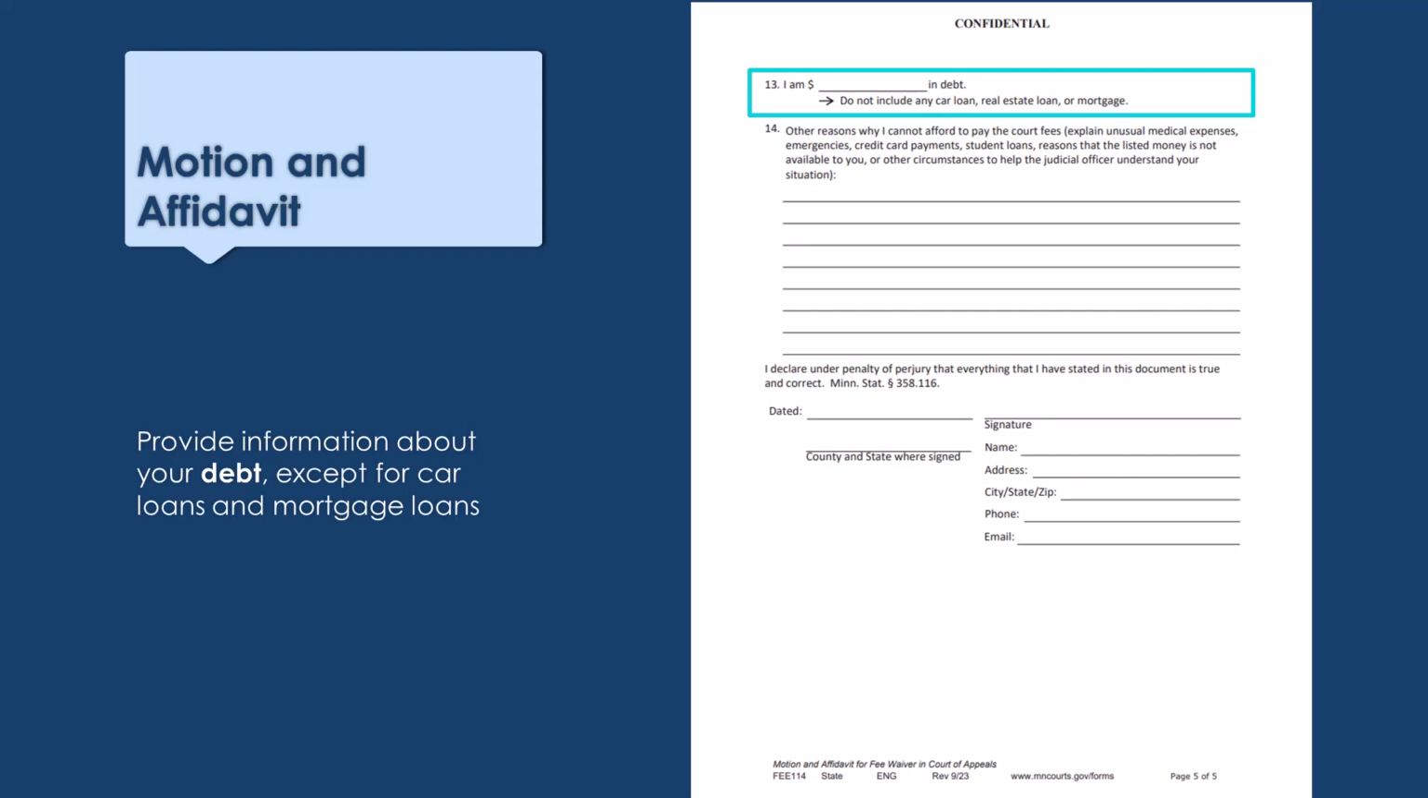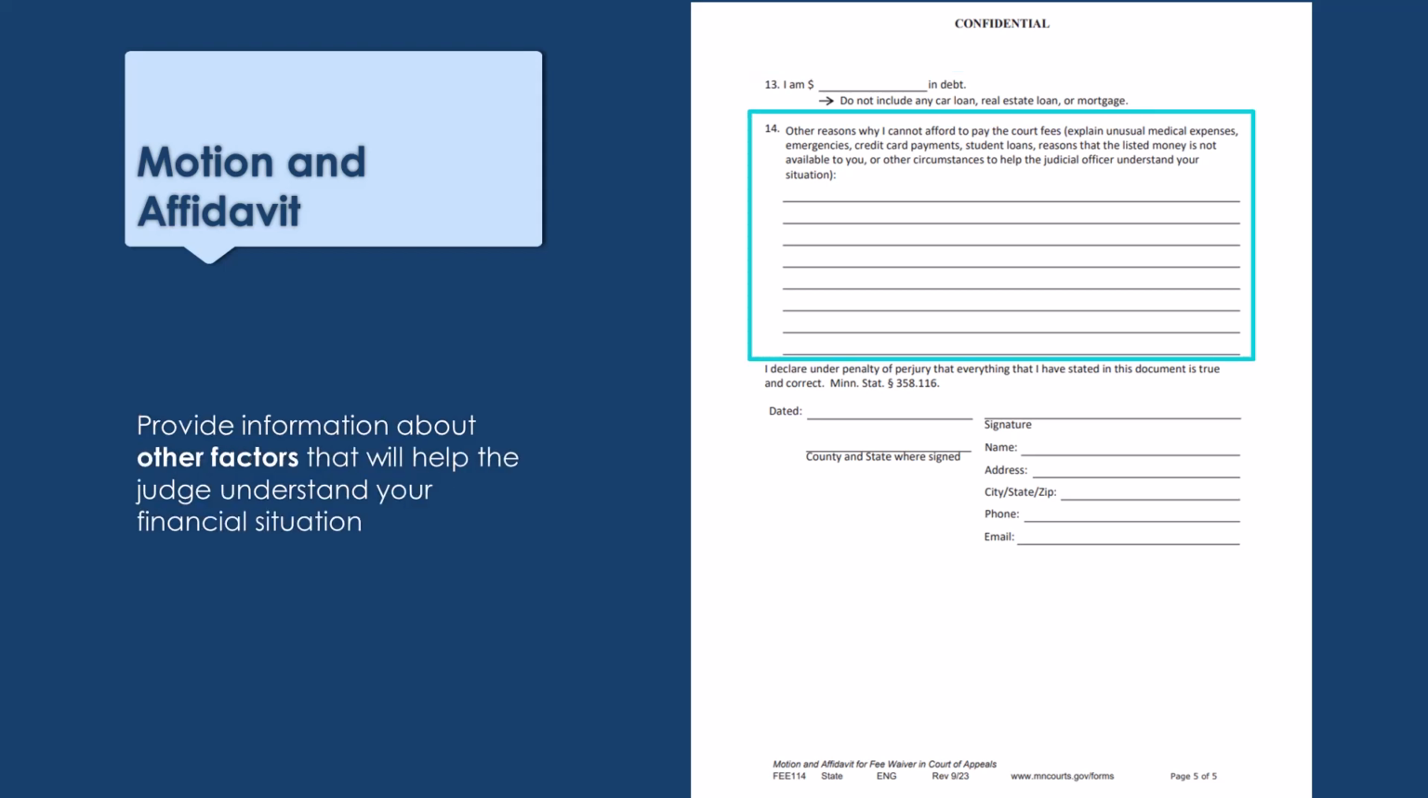Question 13 asks about your debt. Write down the total amount of debt you have on the blank, but do not include any car loans, real estate loans, or mortgages, since these items were covered in earlier questions. Question 14 gives you space to provide any other financial details that explain why you are not able to afford the filing fee. This could include things like unusual medical expenses, recent financial emergencies, student loans, not being able to access accounts, or any other details that will help the judge understand your financial situation.